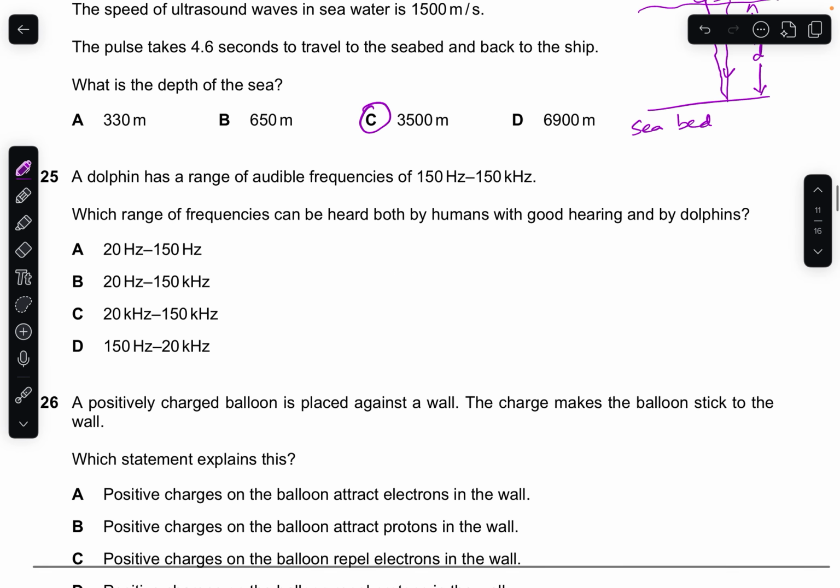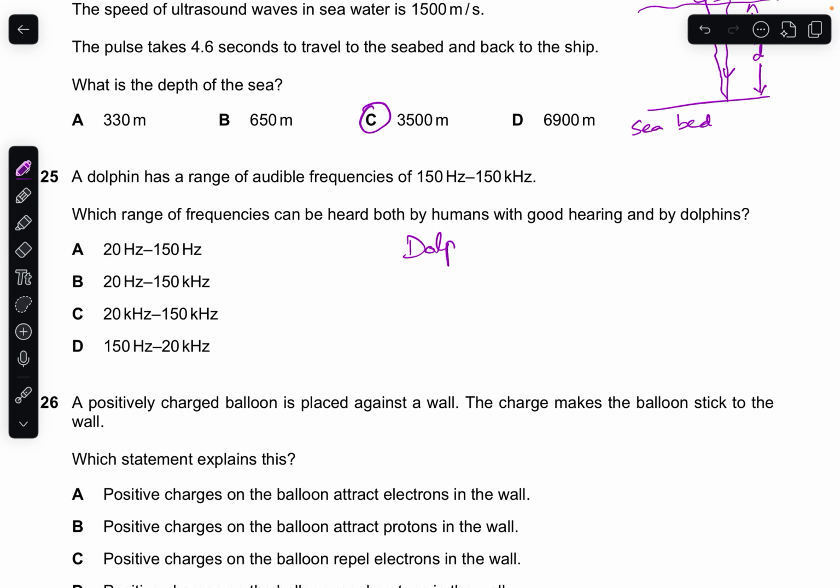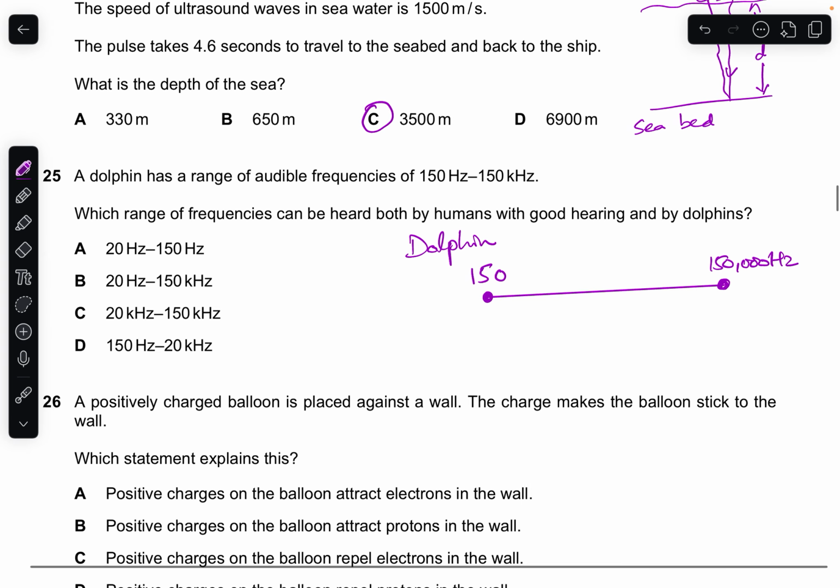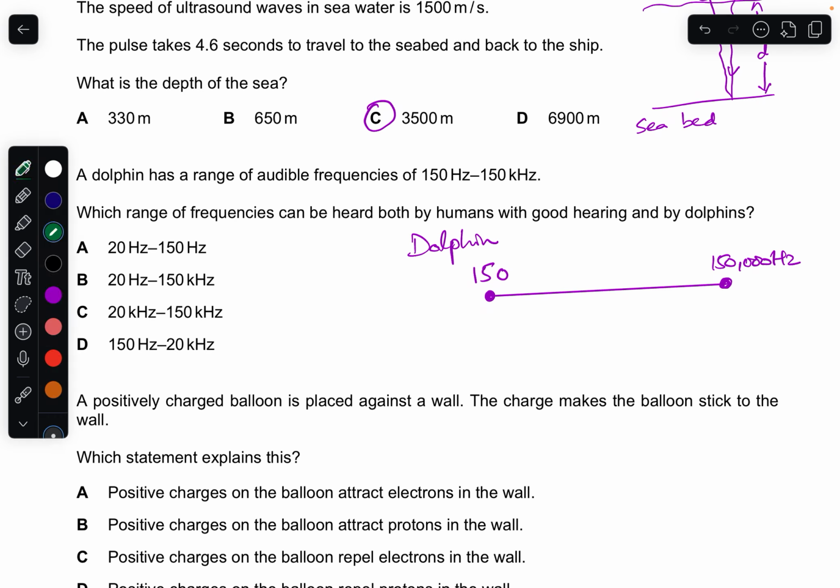In 25, a dolphin has a range of audible frequency 150 to 150,000. Which range of frequency can be heard by both the human and the dolphin? For the dolphin, the range is 150 till 150,000 hertz. For the humans, the range is different, and you have to memorize it.